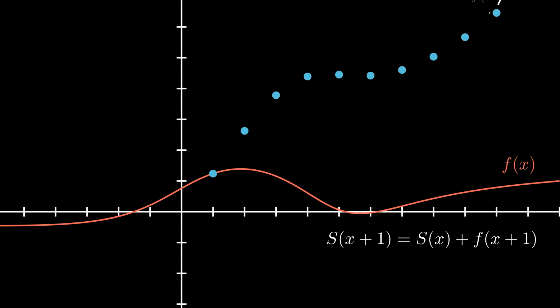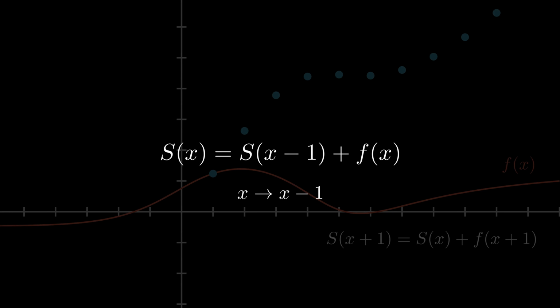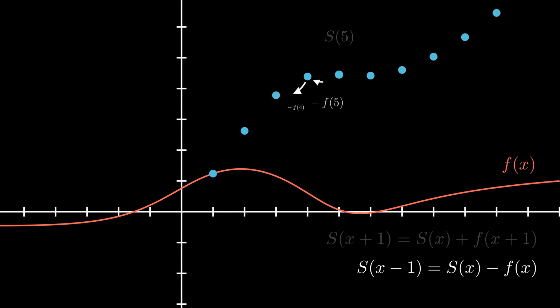But there's a bit more here. We can also use this in reverse. If I replace x with x minus 1 and move things around a bit, we get a formula that tells us how to get s of x minus 1. Just subtract f of x from s of x. So we can step backwards as well. And we can even go backwards past our starting point, computing s of 0, which will always be 0, and s of negative 1, and so on forever.